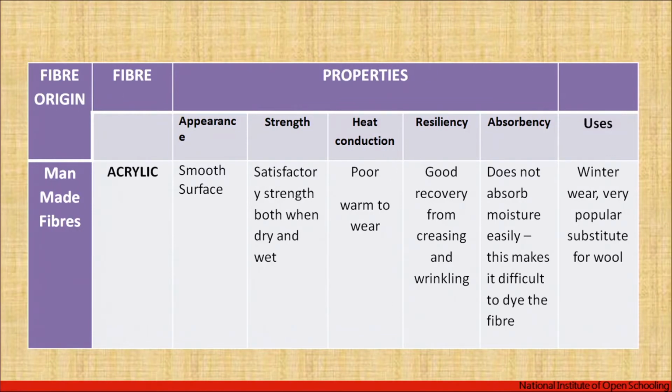The other one is called acrylic, which has properties like a wool fiber. It has a smooth surface. Its strength is satisfactory in both dry and wet conditions. Heat conduction is poor, and it is warm to wear, which means it is used for winter wear. Acrylic can be used for making sweaters, etc. Its resiliency is good, with recovery from creasing and wrinkling. It does not absorb moisture easily, which makes it difficult to dye this fiber. Its uses are for winter wear; it's a very popular substitute for wool fiber.